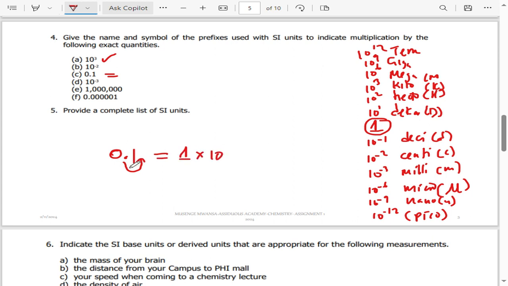Now, how many times have I moved the decimal point? Only once, and I'm going to the left. So it is 10 to the power negative 1. Now, 1 times 10 to the power negative 1 is the same as 10 to the power negative 1. What is 10 to the power negative 1? That is a deci.